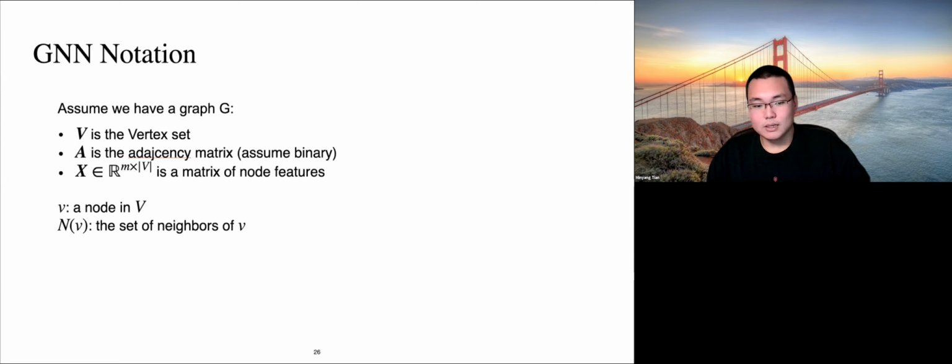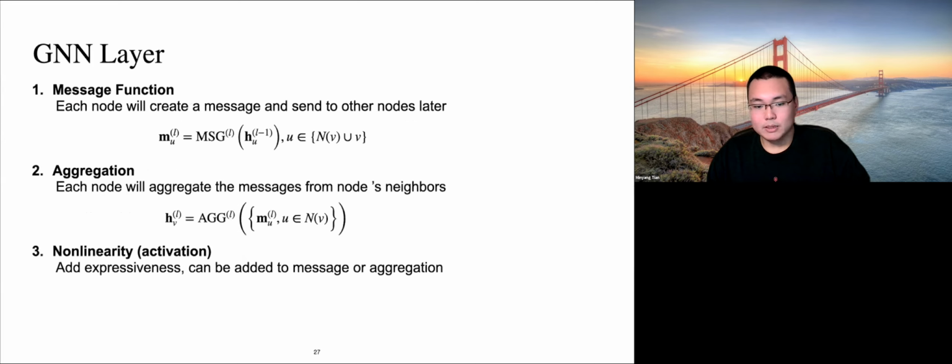Okay, so there are three basic parts in our GNN layer. First, the message function. In this step, each node will create a message and send it to other nodes later. Second, aggregation. Each node will aggregate the messages from its neighbors. Third, the nonlinearity or activation function, which can add expressiveness. It can be added to the message and aggregation parts.